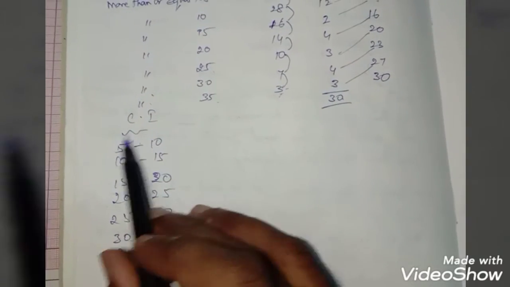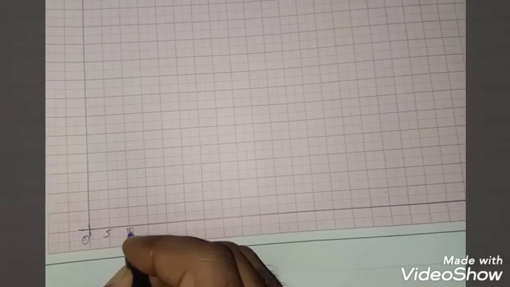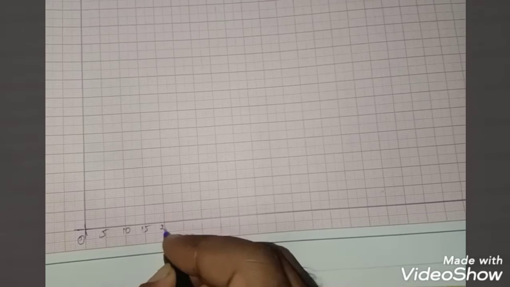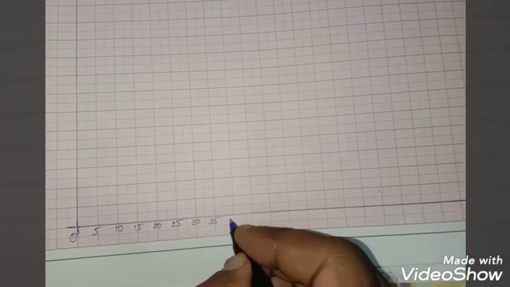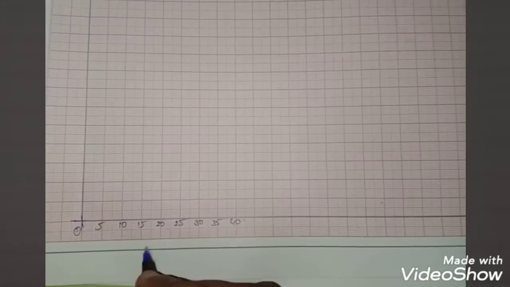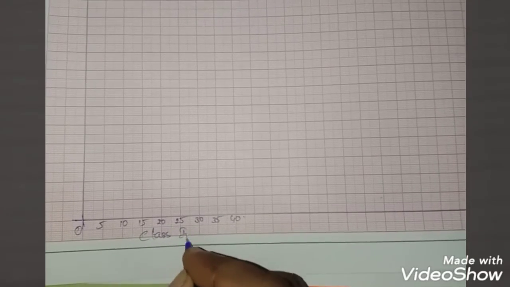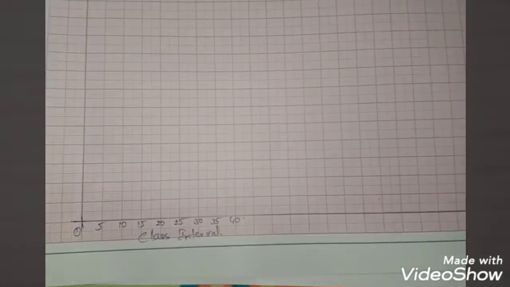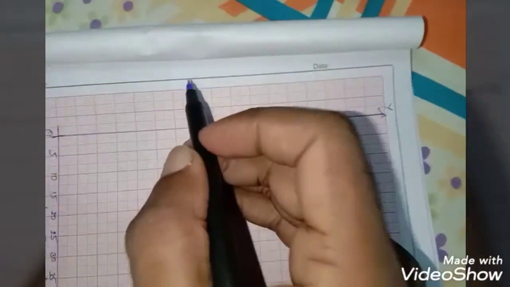Now place the class interval on the x-axis. Here I am placing the intersection of the x-axis and y-axis as 0. Next here 5, this is 10, this is 15, this is 20, this is 25, this is 30, this is 35, and this is 40. So like this we have written the class interval on the x-axis, and on the y-axis we have to write the cumulative frequency.